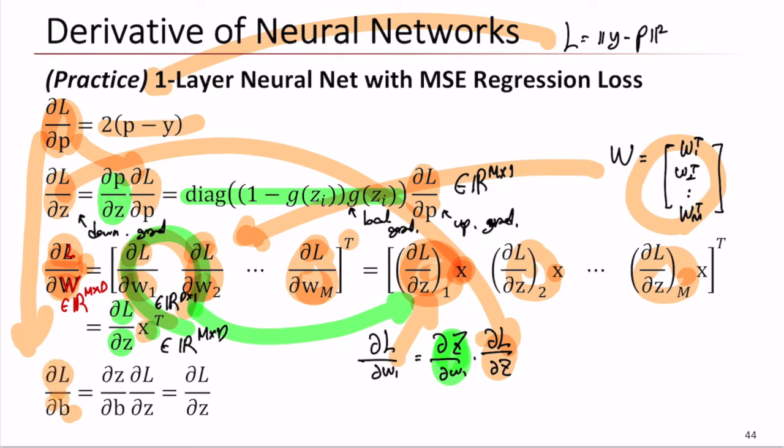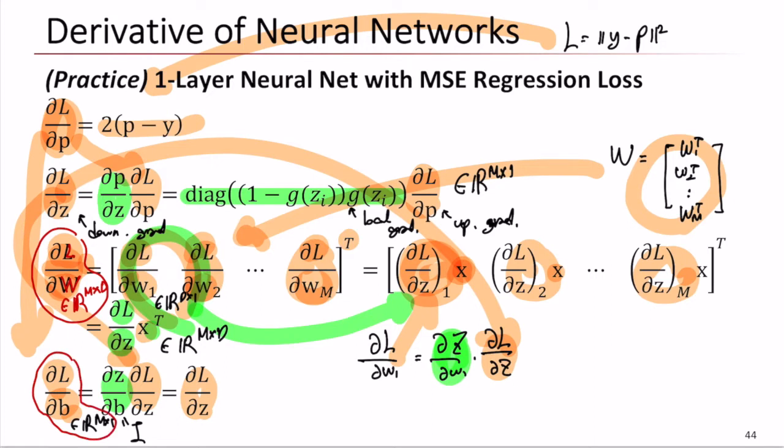Similarly, ∂L/∂b. b was in M by 1 space. Then the upstream gradient comes from here, and the local gradient is just the identity matrix, so this one is going to be ∂L/∂z itself. So we finally achieve ∂L/∂W, the matrix W, and ∂L/∂b, the bias b.